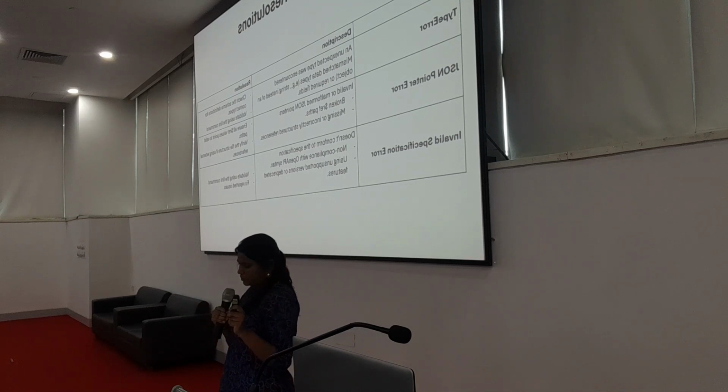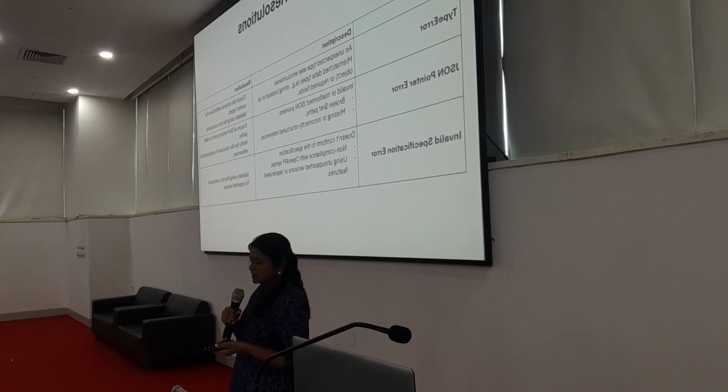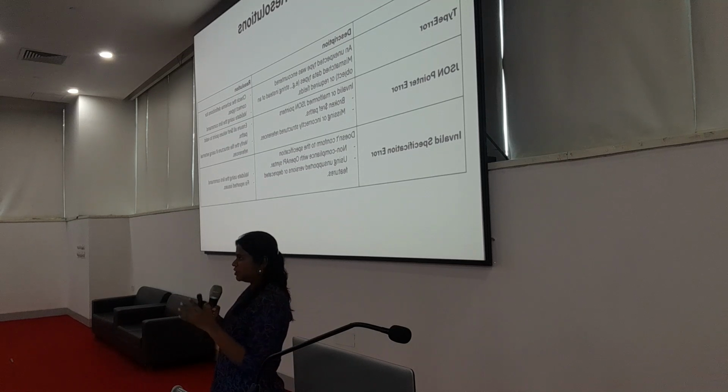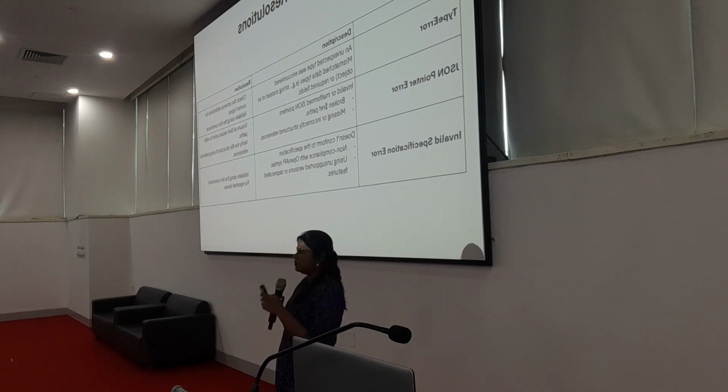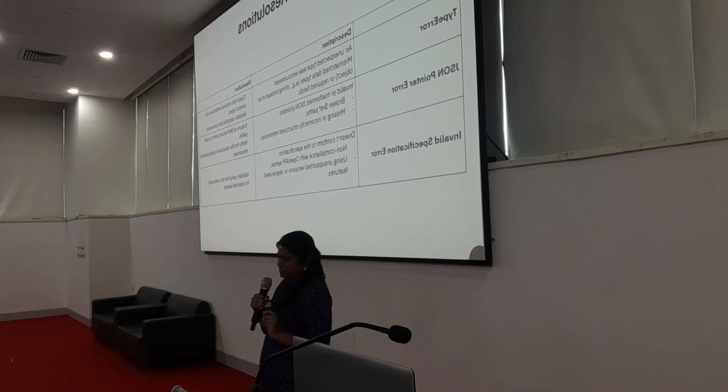Another error that we get very often is the JSON pointer error. This is when the dependencies are not resolved properly, but it is pretty easy to resolve because it will give you the exact broken link, and you can just go back and check what the issue is and then copy the files into the relevant folders and it will be resolved.